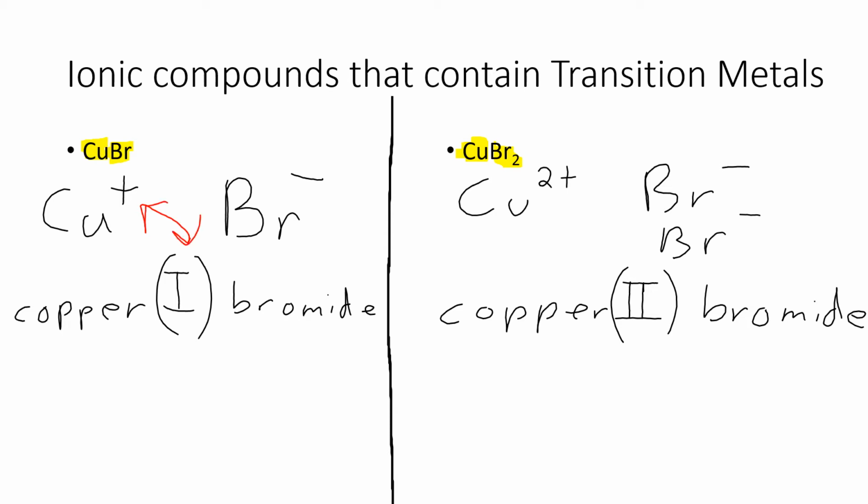Copper's +1, Roman numeral 1. On the right-hand side, what is this Roman numeral telling us? It doesn't tell us we have 2 coppers because we don't. It's telling us what is the charge. So that's one of the pitfalls that you can fall into doing these, is mistaking the Roman numeral for telling you how many of that element you have. That's not what it's saying. It's not telling you how many. It's telling you what is the charge of that transition metal ion. So we'll do some more examples so you get a chance to see this in action.